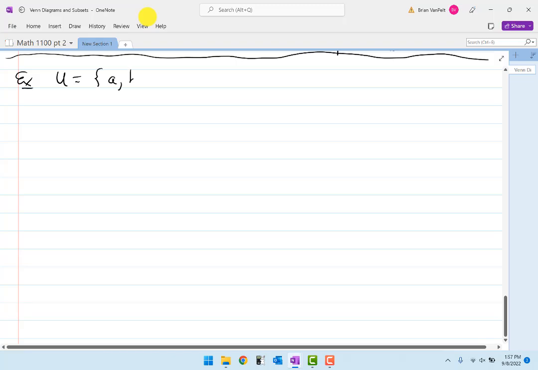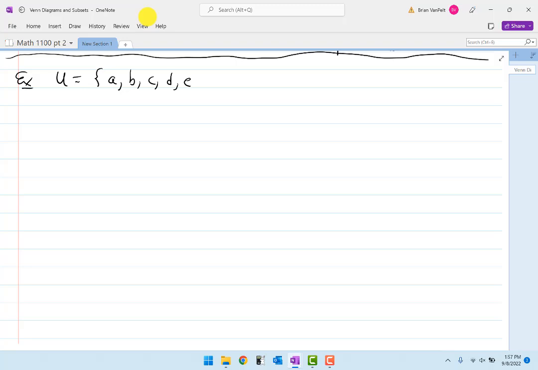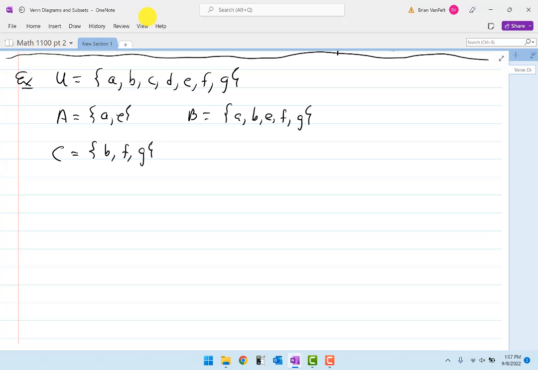All right, let's pick another U. A, B, C, D, E, F, G. And let's let A equal simply A, comma, E. Let's let B equal A, B, E, F, G. C will be B, F, G. And D will equal D, E.